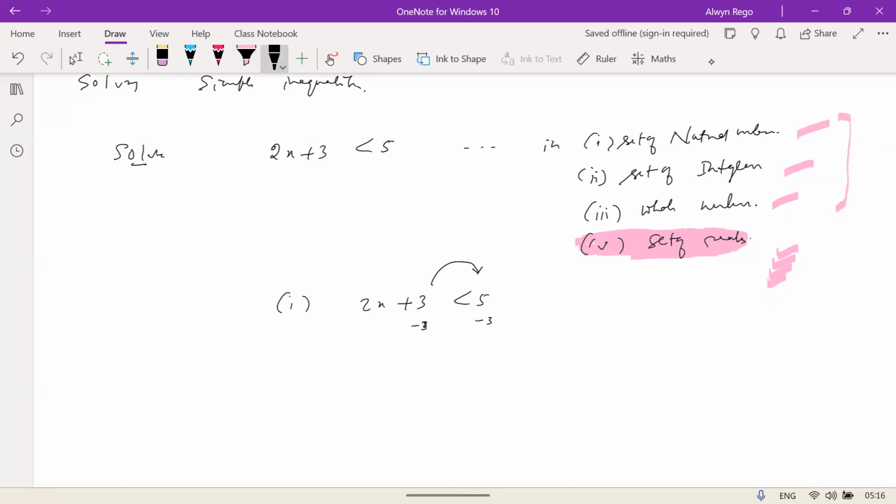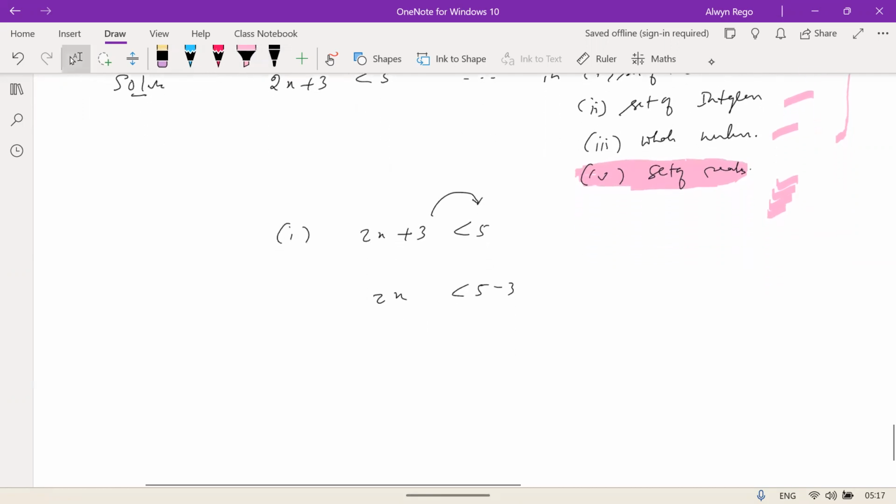That's the meaning of transposing. So plus becomes minus. So I have 2x is less than 5 minus 3. Addition becomes subtraction. When you transpose by way of addition or subtraction, you should not have any problem because subtracting on both sides does not disturb the inequality. So you have 2x is less than 2, therefore x is less than 1.